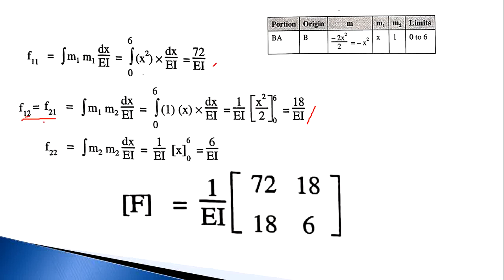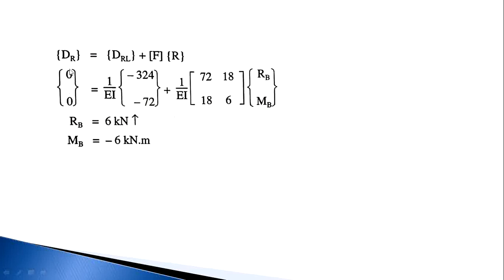Then next, F22. F22 is equal to integration of M2 into M2 dx upon EI. The M2 value becomes 1, that is 1 into 1, and integration of 1 is x. So solving this equation, we got 6 upon EI. So these are the flexibility matrix coordinates. So flexibility matrix F is equal to 1 upon EI, F11, F12, F21, F22. So F11 becomes 72. 1 upon EI is a constant term, so take it outside of the bracket: 72, 18, 18 and 6. This is the flexibility matrix.